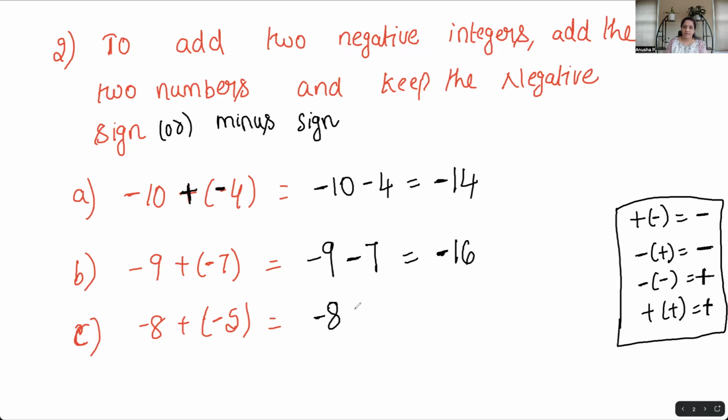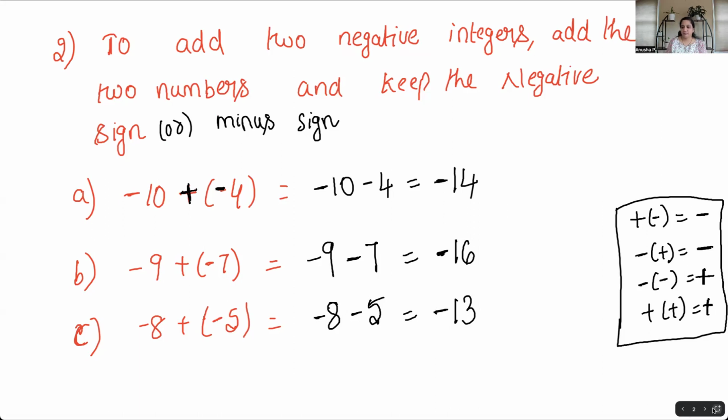In the third example, minus 8 plus and minus. When you have plus and minus next to each other, it is minus 5. So we are adding two negative numbers. Both the numbers have the same sign. Just add the two numbers. 8 plus 5 is 13 and keep the same sign, minus 13.